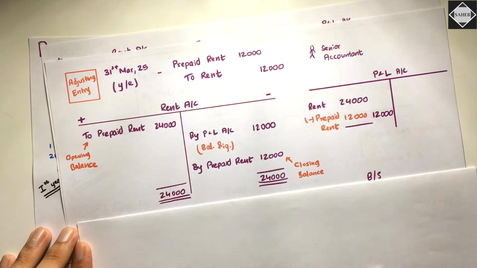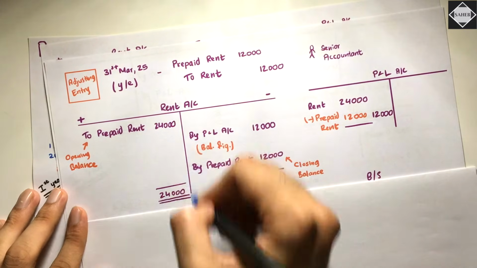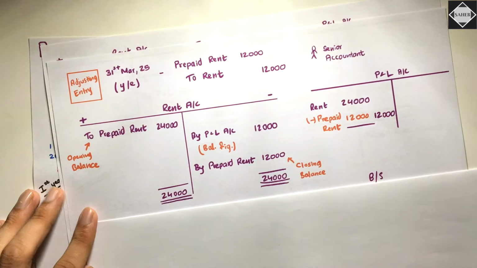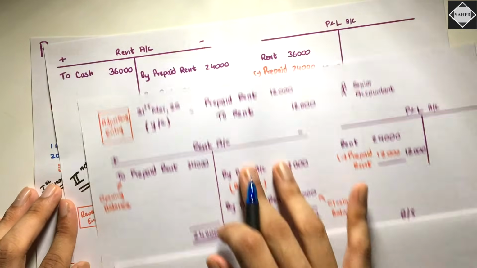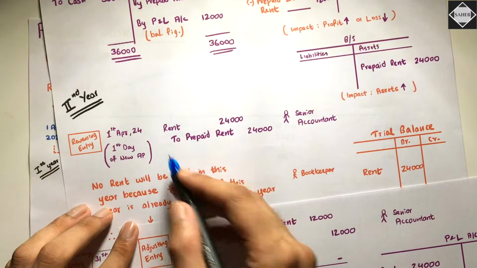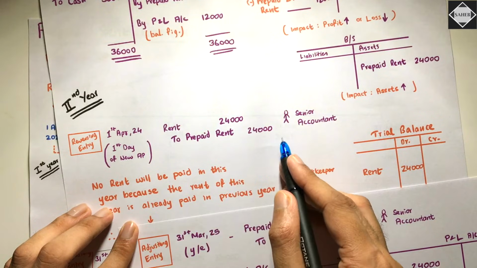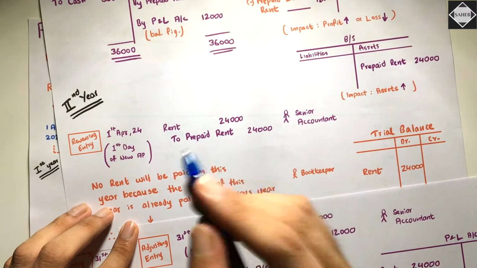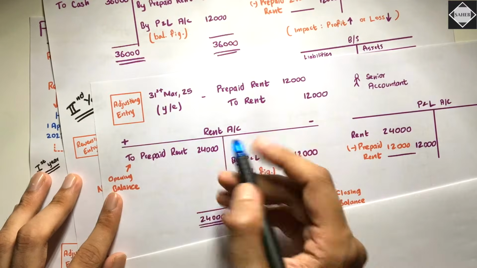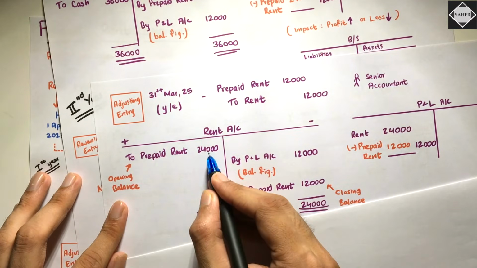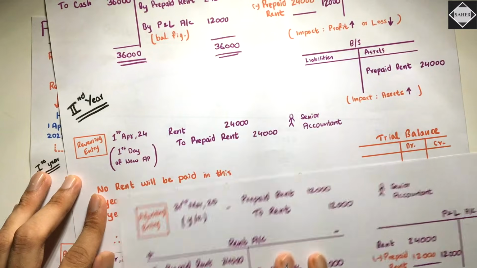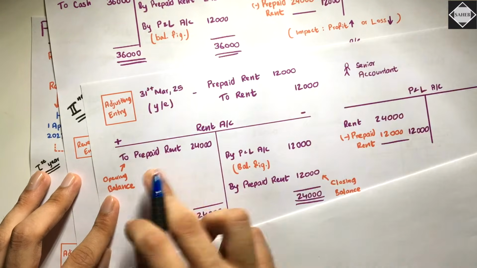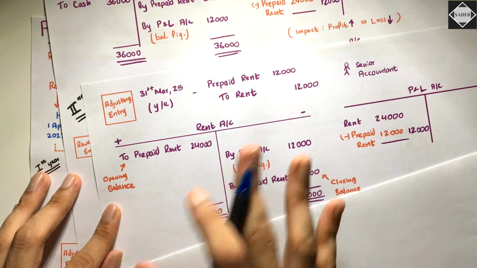Now let's see how it will happen practically. See here, rent account, debit balance, debit means plus, credit means minus. First, in the second year, this reversal entry was passed. So here the rent account got debited. Rent was recorded, it increased by 24,000, because of the prepaid rent. Reversal entry, prepaid rent. Is that clear? This is how you do the posting.